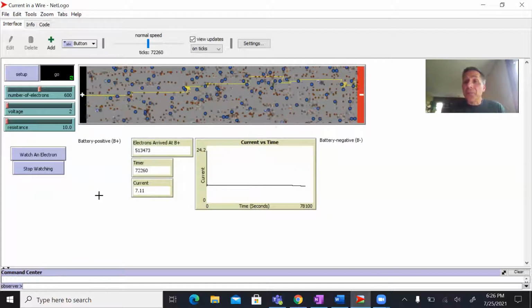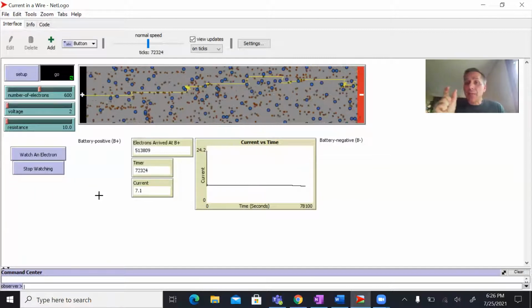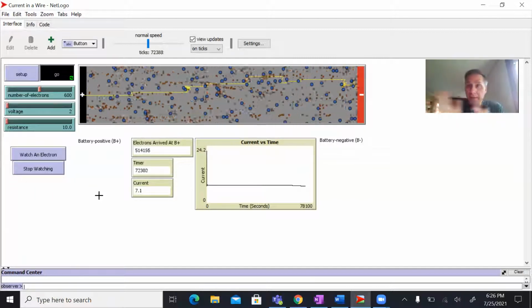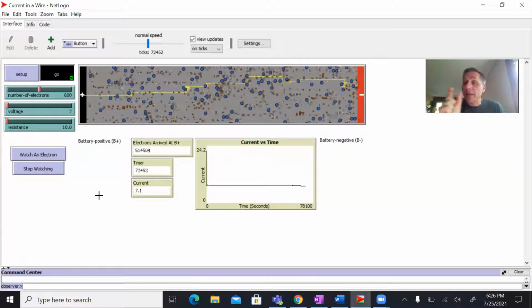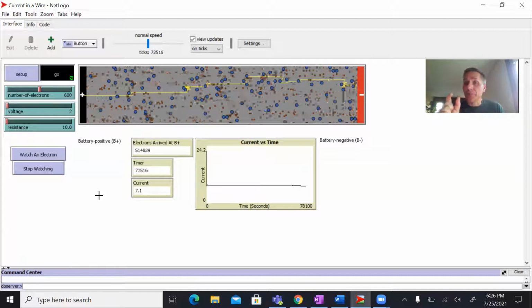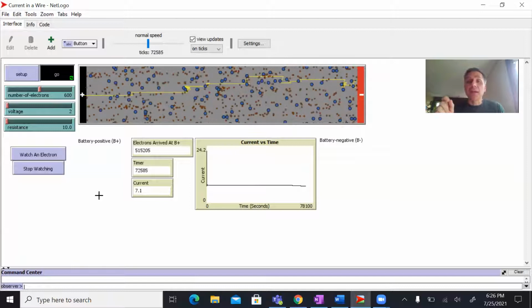Where does that energy go? Well, it makes the atom, because it's fixed, right? That's not going to move, but it's going to vibrate a little bit faster with every collision.